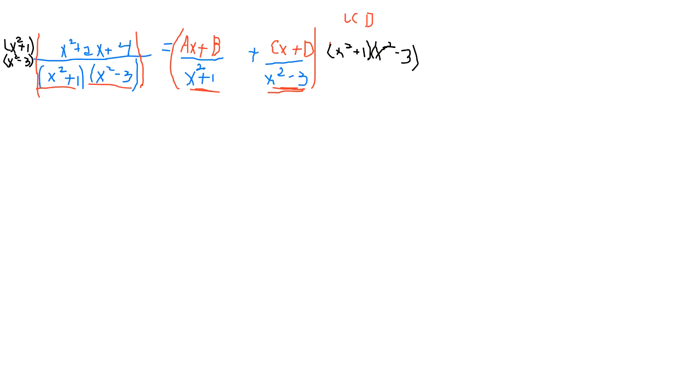And then we're going to get some simplification. We would get x squared plus 2x plus 4 equals ax plus b times something, plus cx plus d times something.